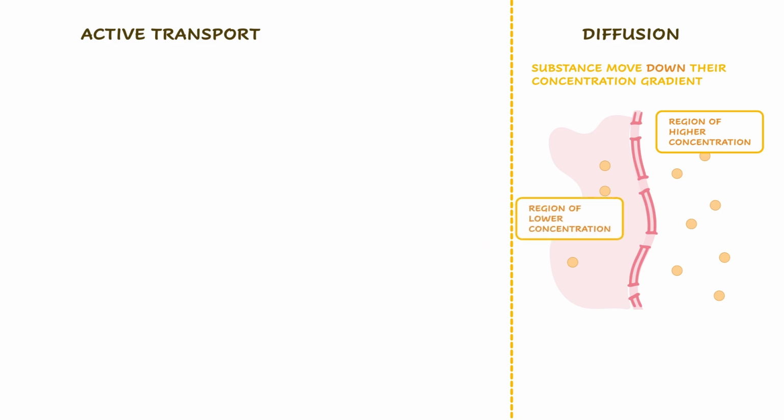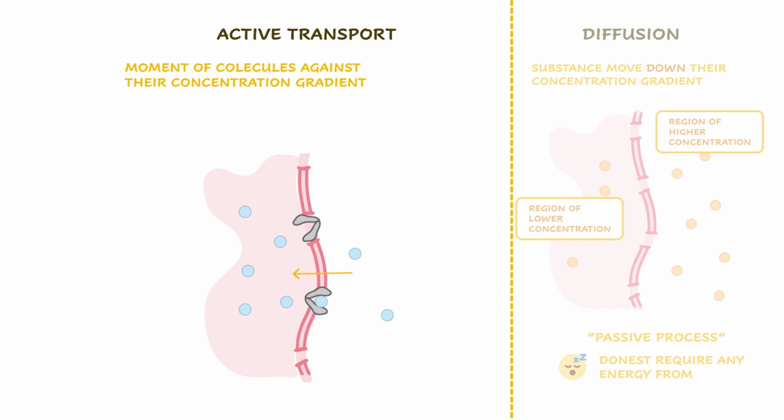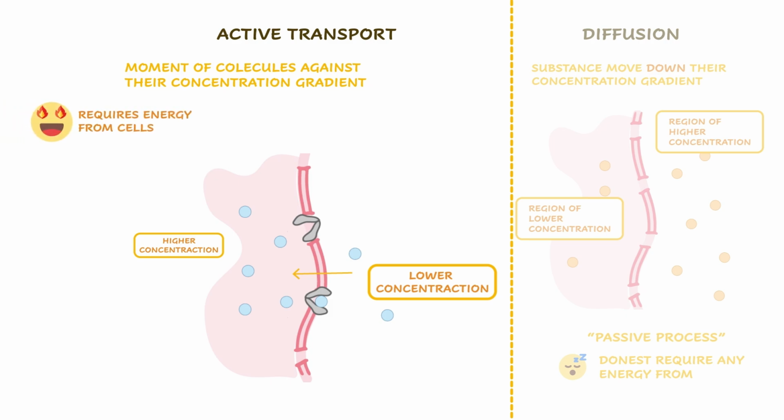An important detail about diffusion is that it is a passive process, which means it does not require any energy from the cell. However, active transport is different. It involves moving molecules against their concentration gradient, meaning from an area of lower concentration to one where their concentration is higher. This process is more like pushing water uphill. It does not happen on its own and instead requires energy from the cell. In other words, active transport is an active process.